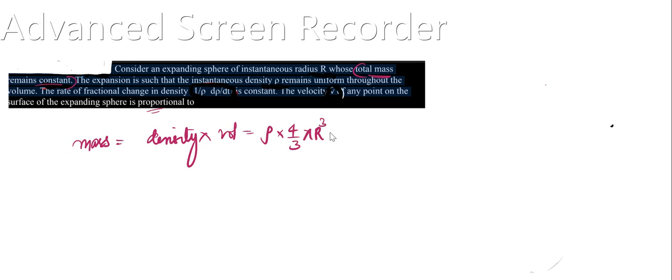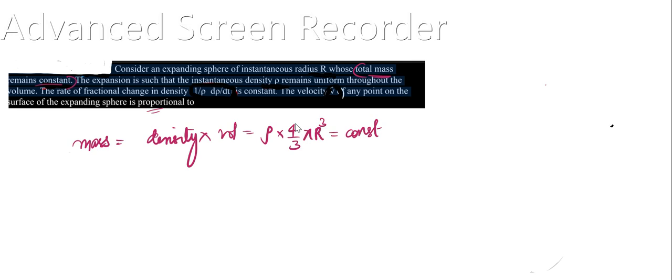We are asked to find the velocity at any point of the surface of the expanding sphere, and it is proportional to... It is given that the total mass remains constant. Even though it is expanding, total mass is constant. Mass can be given as density into volume. So we can write this as rho into 4 by 3 pi r cube, since it is a sphere. This is given as a constant.